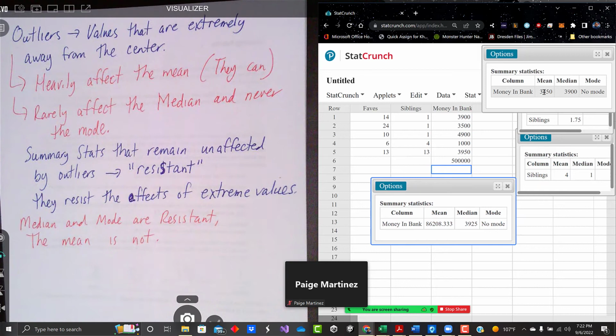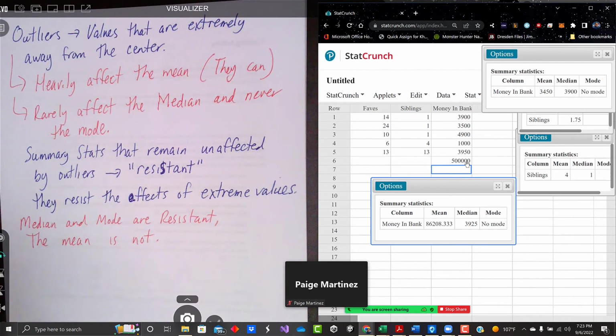The mean went from $3,450 to $86,000. Notice $86,000 is more than any of us have in the bank except for Elon Musk. So adding something that's an extreme outlier really destroys the mean. It really has a huge impact.